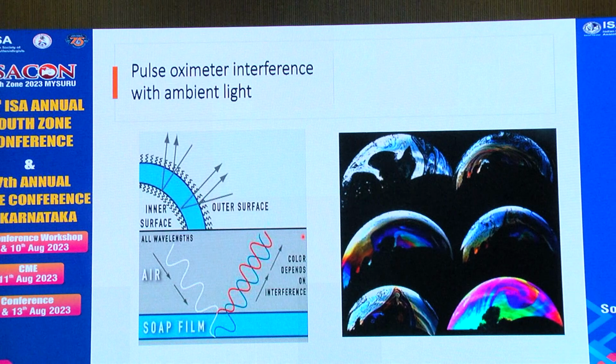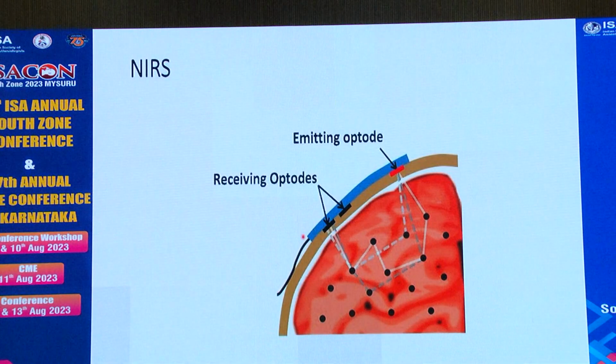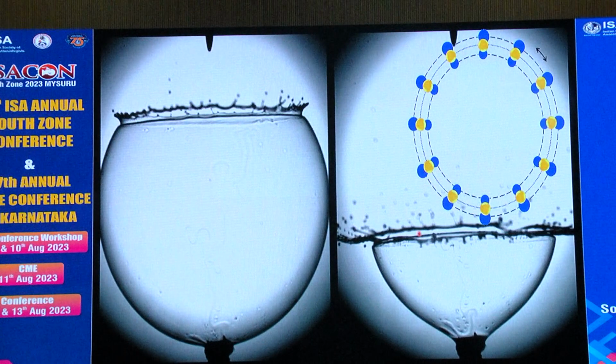This kind of thing comes up as an artifact where the ambient light causes disturbance in the pulse oximeter reading. We can remember this and correlate that aspect. Same thing for the NIRS monitor. Here also the emitting diode sends light that gets reflected in the brain tissue and then comes back. So the same kind of reflection that happens in the soap bubble also happens in the case of the NIRS monitor.